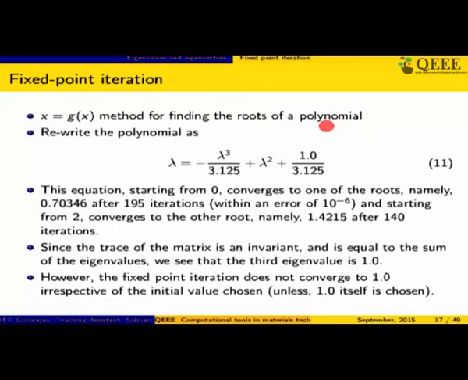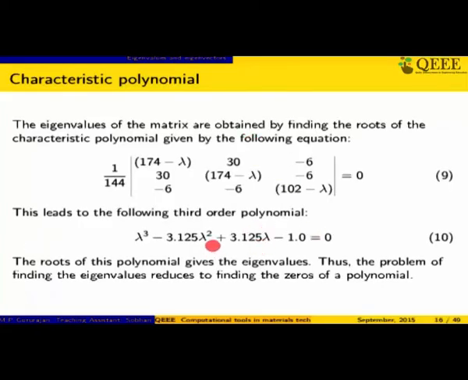So what is this method? How does this method work? Let's go back and look at this expression. You have 3.125 lambda. You keep this on the right, take the rest to the other side.